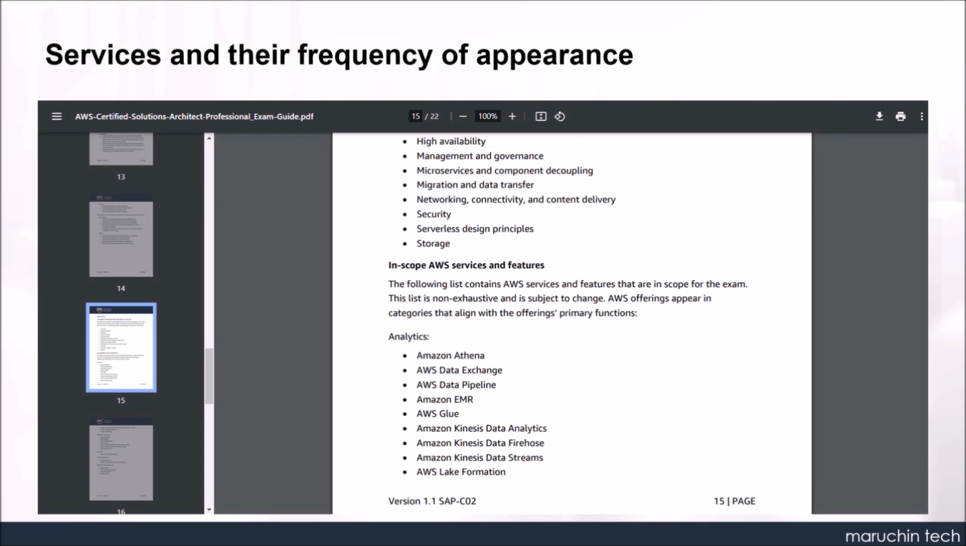And you can check the detail of the services tested in the in-scope AWS services and features section of the exam guide. The section lists the services that may appear on the exam with a total of 158 services. However, it's important to note that not all the 158 services will necessarily appear in the 75-question exam set. These are simply the services that have the potential to be tested.